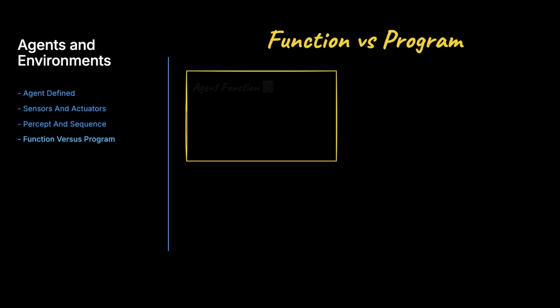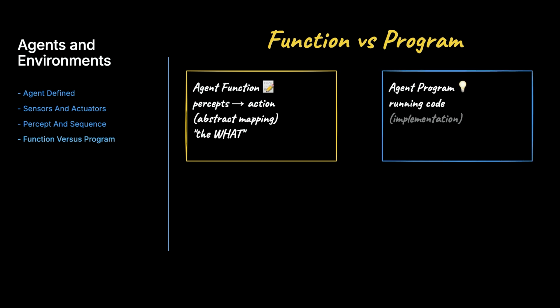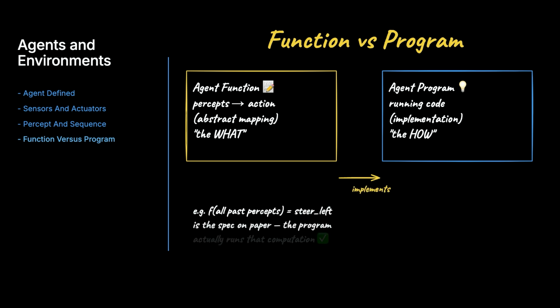This next pair is the most confused idea in the module. The agent function is the abstract mathematical mapping from every possible percept sequence to an action. It is the what, a specification on paper. The agent program is the code that computes those actions. The program implements the function.